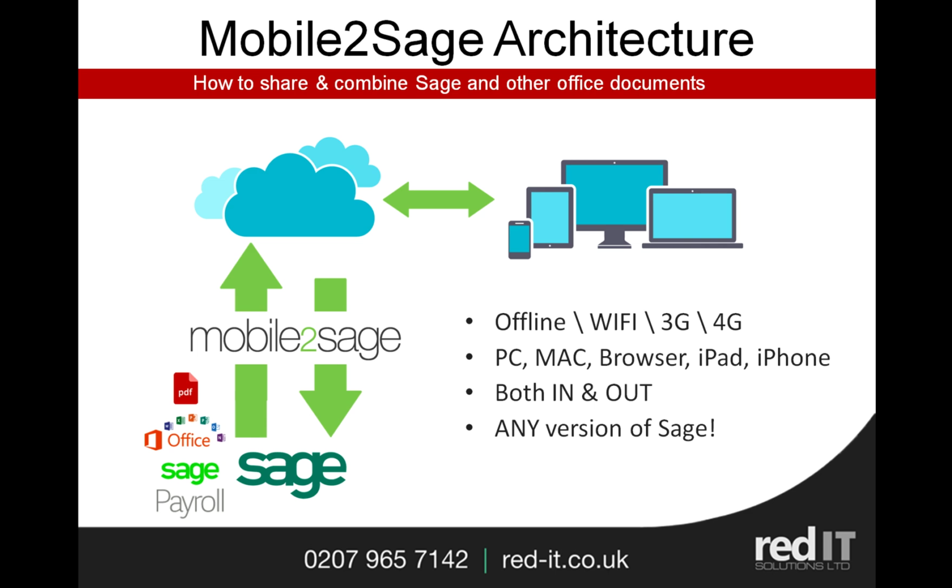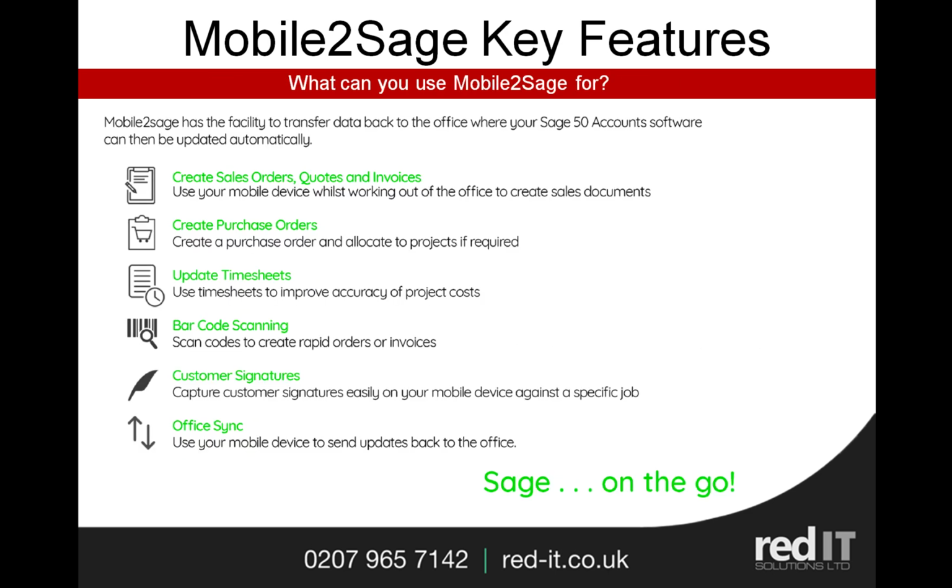So, Mobile2Sage architecture is a very flexible architecture which allows you to share information from your office to remote users. And these can be all online or offline. They can be on a PC, a Mac, a browser, or iPhone, iPad. And it caters for data both in and out. And it works on any version of Sage.